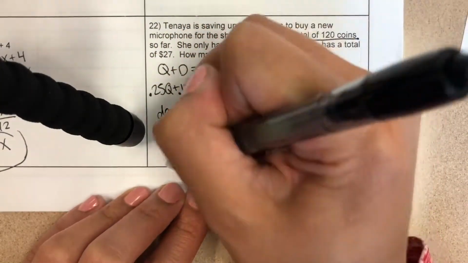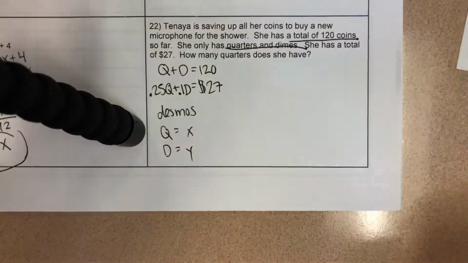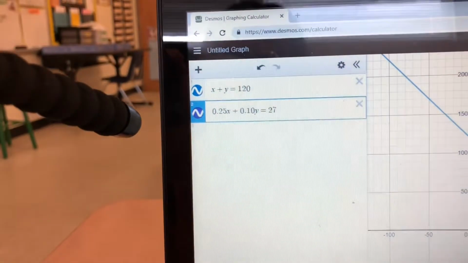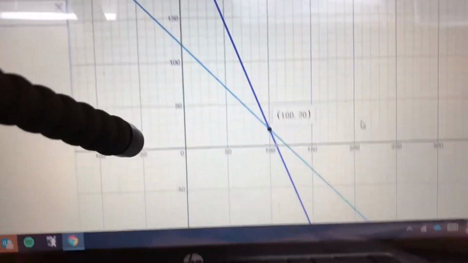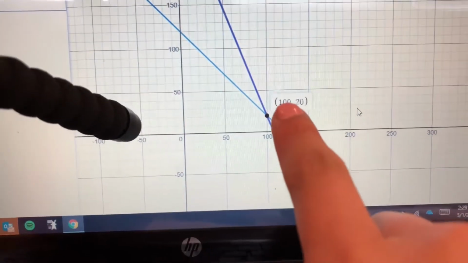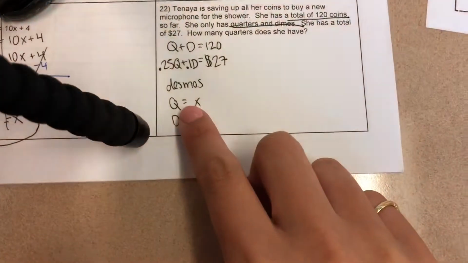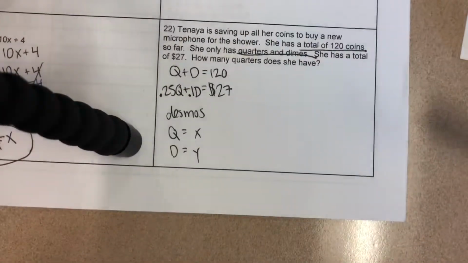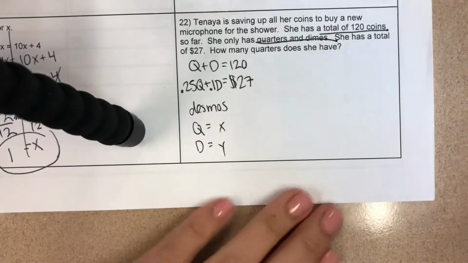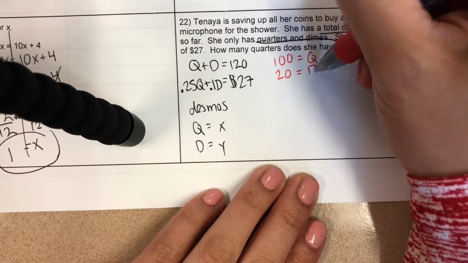So first method is to plug it into Desmos. I'll make my Q equal X and my D equal Y. So I'll plug these two in. X plus Y equals 120, and then 0.25 X plus 0.1 Y equals 27. Right here, I have my point of intersection, which is 100, 20. X is quarters, so I have 100 quarters, and 20 is dimes. I have 20 dimes. So that is the easiest way to do it. How many quarters does she have? She has 100 quarters, and she has 20 dimes.